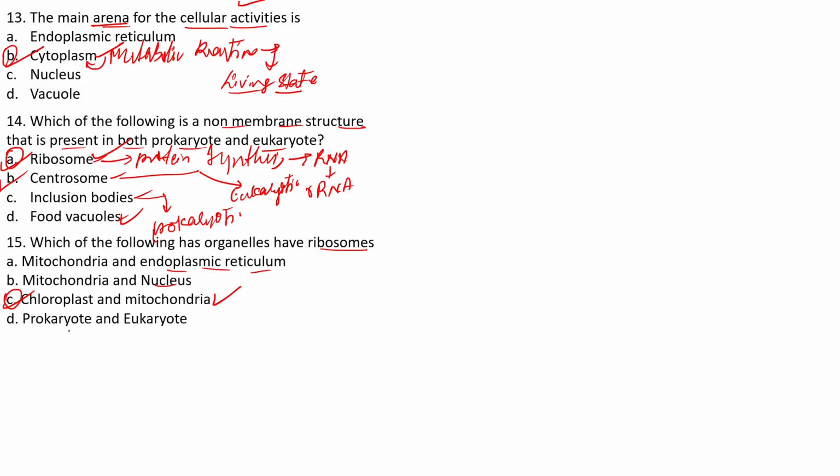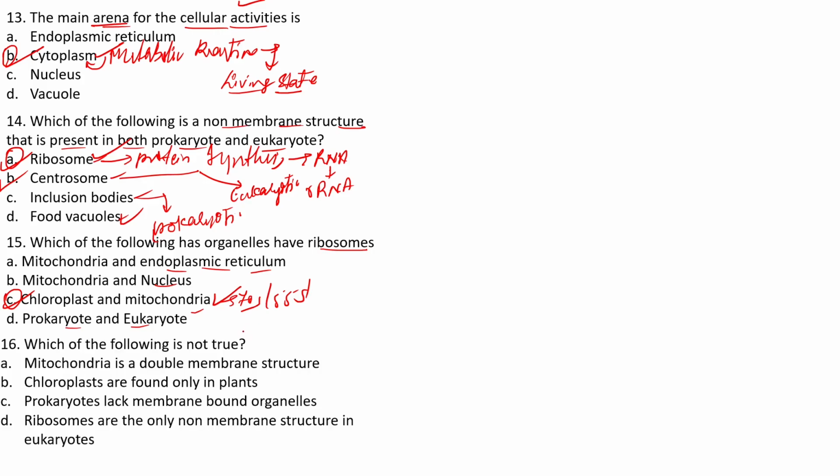Prokaryote and eukaryote are mainly cells, right? So the answer is chloroplast and mitochondria. I think, if I'm not wrong, the ribosomes are 70S, or 55S, something like that. I don't remember whether it is 55 or 70. We'll discuss that elaborately in the further classes. Anyway, let's move on to the next question.